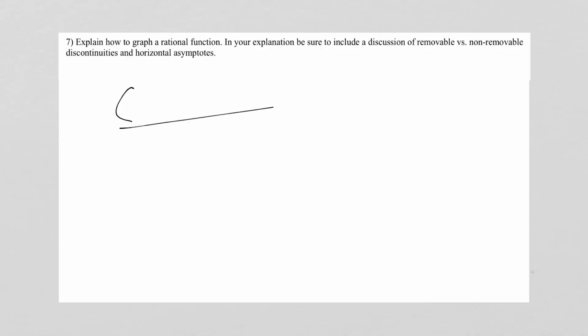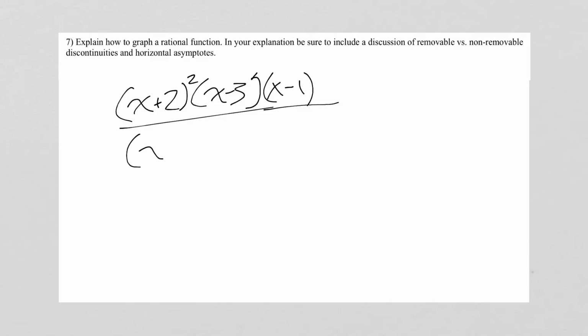Let's say that the numerator is x plus 2 squared times x minus 3 times x minus 1. And let's say the denominator is x minus 1 times x plus 4 squared. I don't know, whatever, why not? Let's call that our equation.